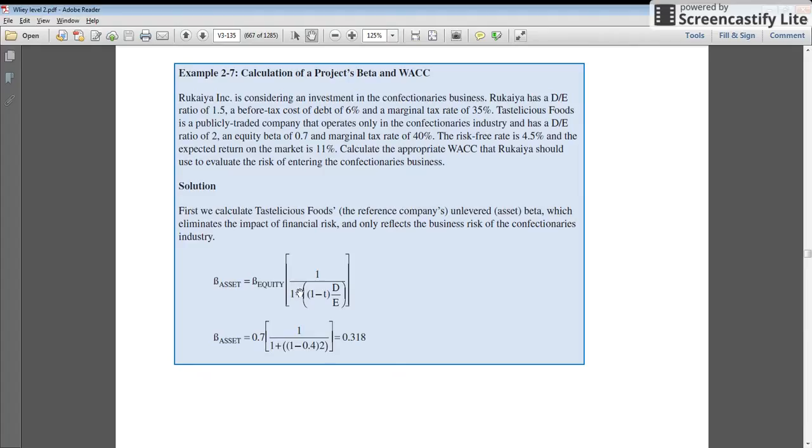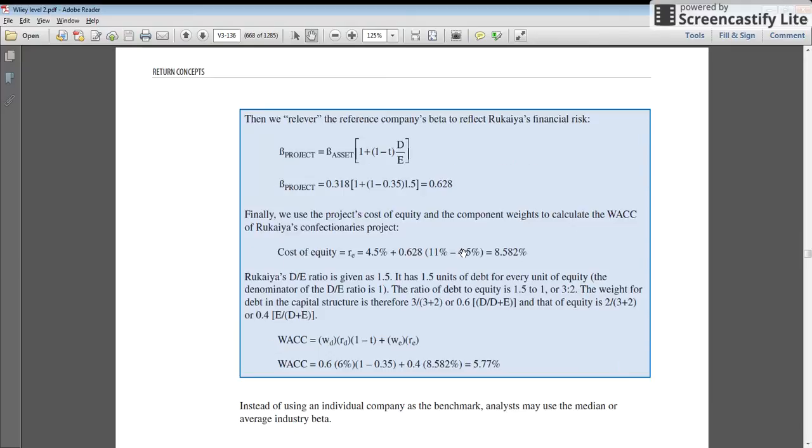The additional risk from 0.318 to 0.7 was because of the debt that Tastelicious has taken. So again, as we've discussed in our classes as well, as you take on more debt, the risk of the company increases, and that risk is then represented in the increased beta of the company as well. Moving forward, we have our unlevered beta at 0.318, and now we're going to use the debt to equity and tax rate of Rukaiya Incorporate to find the relevant beta for our company, which comes out to be 0.628.